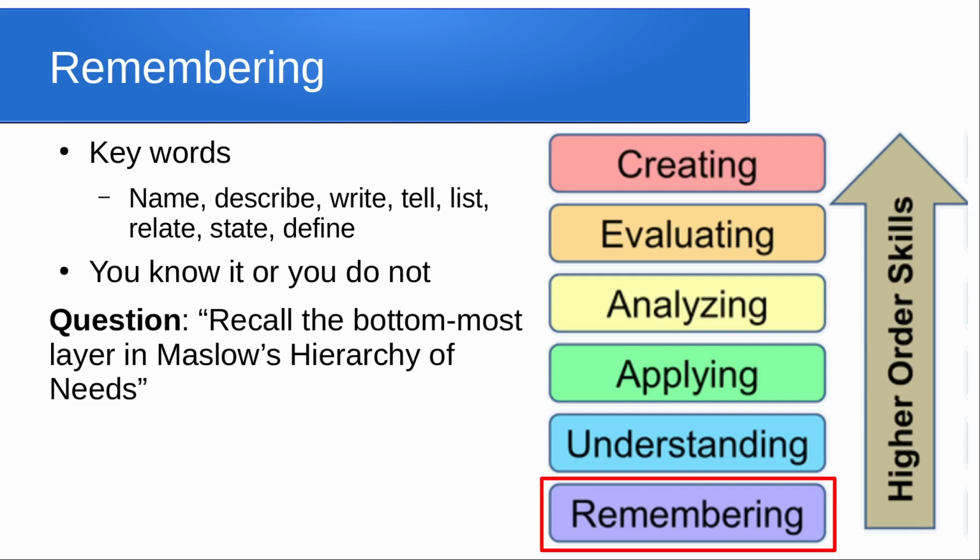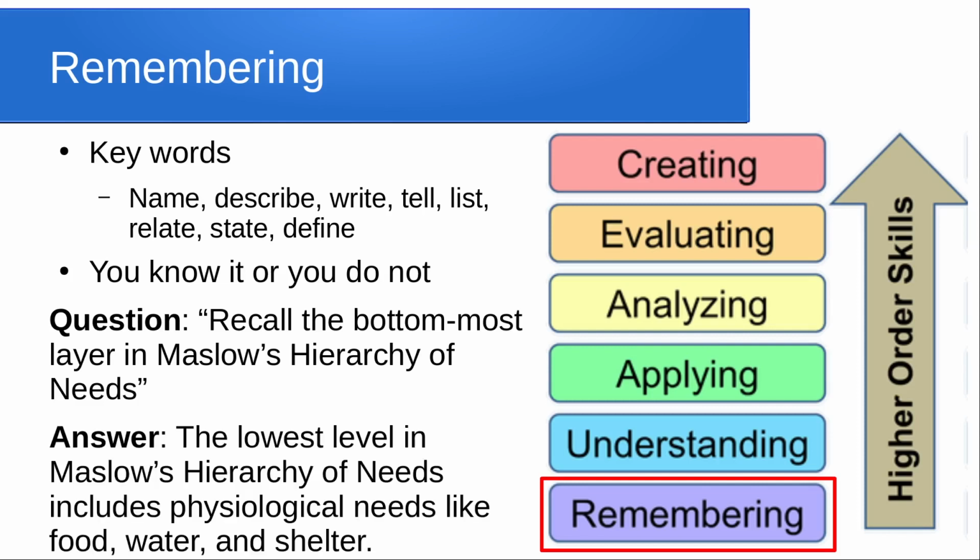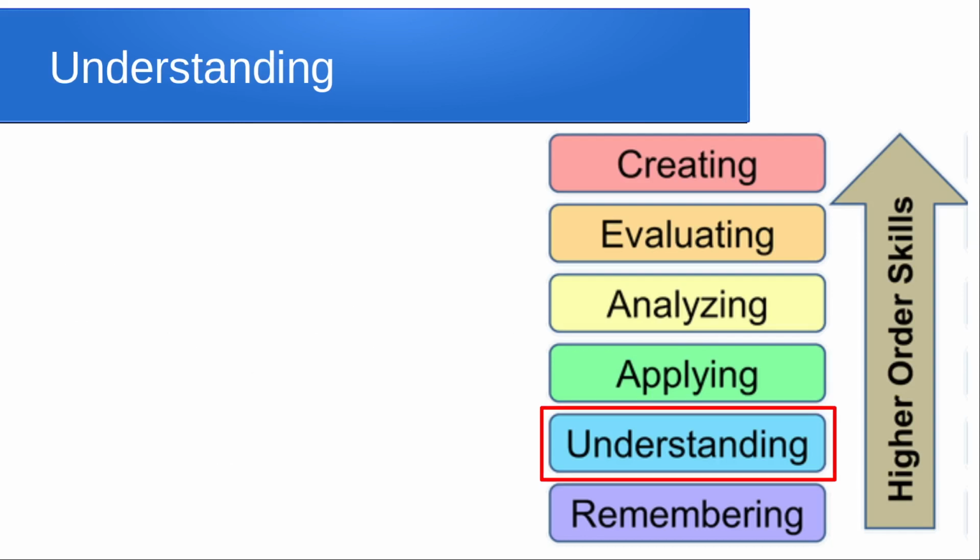A typical question looking for remembering would be, recall the bottommost layer in Maslow's hierarchy of needs. And your answer might be, the lowest level in Maslow's hierarchy of needs includes physiological needs like food, water, and shelter. You remember it. Does it mean you understand it? No. But it means you remember it, and so you've met the requirement of this task. If we want to move up to higher grades, we need to show higher levels of understanding.